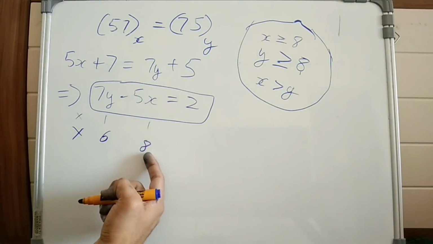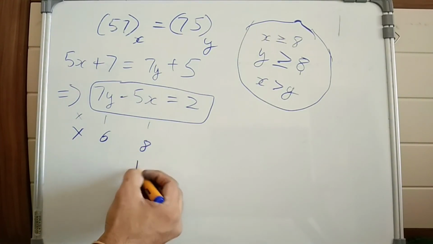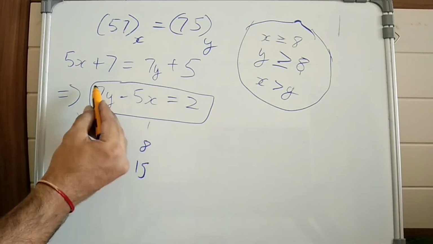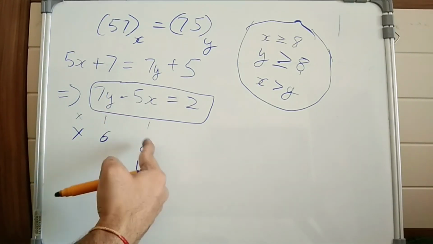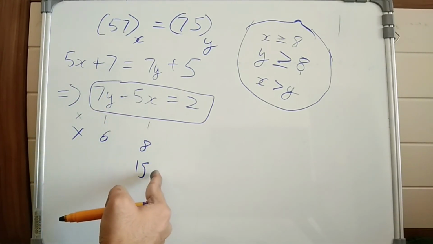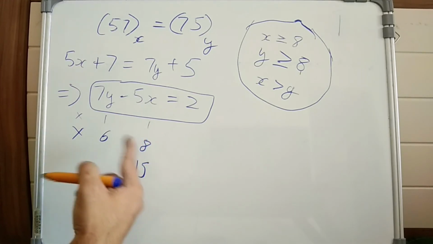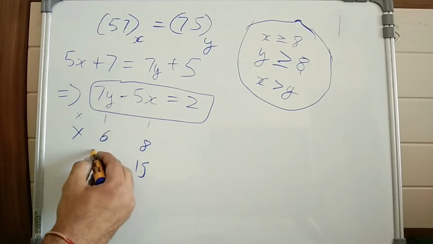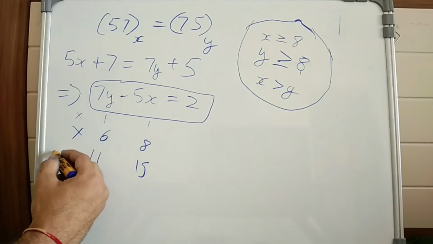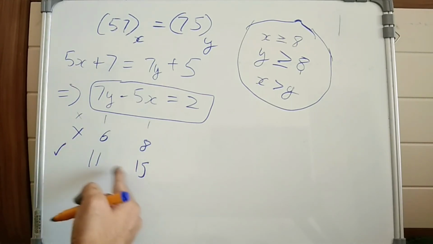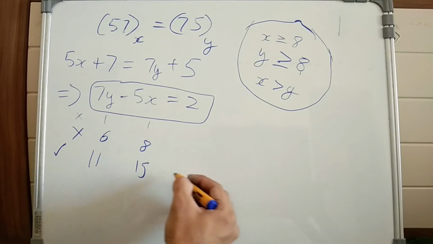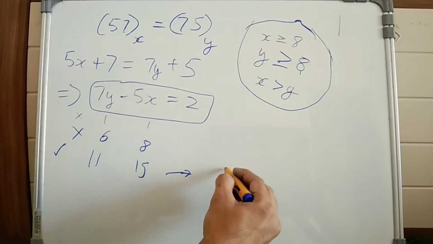The next value that x can take is 15, 8 plus 7, because the coefficient of y is 7. So if x is 15, y would be 11. Okay, so this case is possible, and the difference over here between x and y is 4.